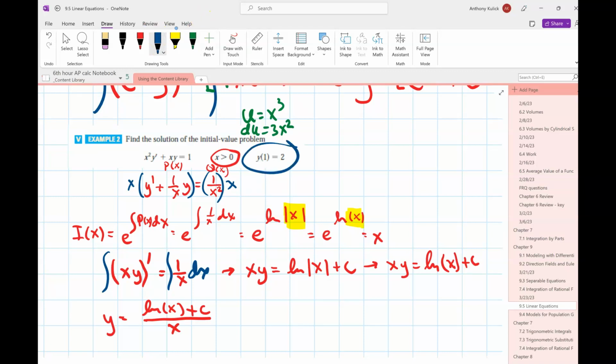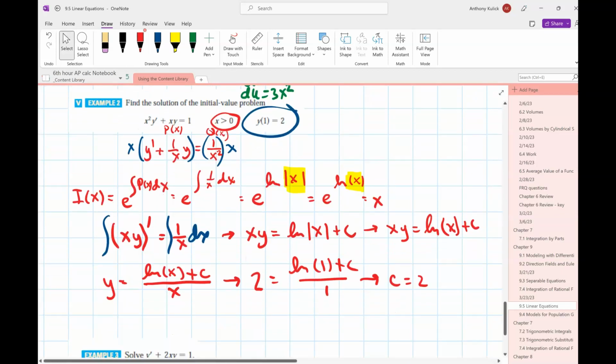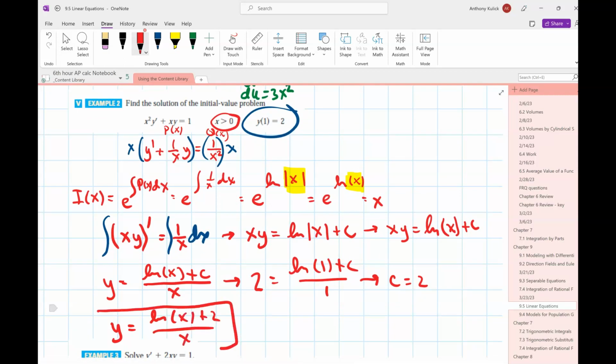What do I need to do with y of 1 equals 2? What's that doing in there? You're solving for C. Yes, solving for C. Excellent. Remind me again, what's the natural log of 1? 0. So C equals 2. It's not so bad, right? Again, I think it's easier than a lot of the stuff we had been doing.